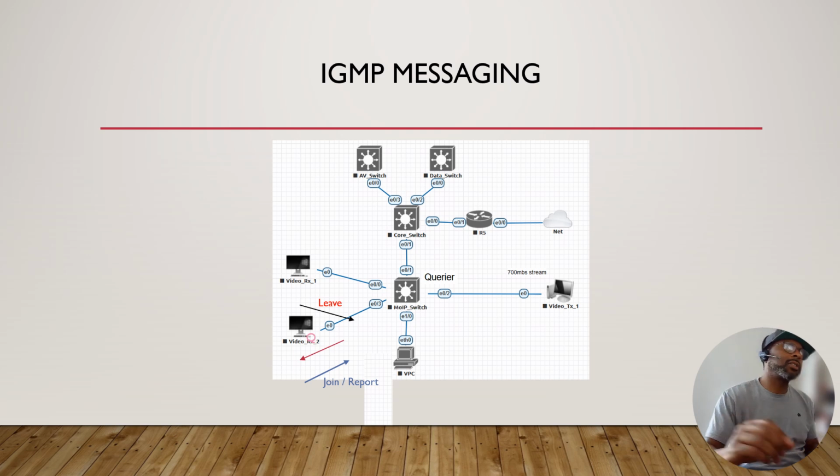Talking about the mechanism for the query and response, you get a report or join, you get a query, you get a leave request, and then you have your group specific query. I'm just going to talk about a couple of different types of queries. A general query is a message sent from the querier, which is either a router or a switch, to get an update report from all devices, sent every query interval time, which is 125 seconds by default.